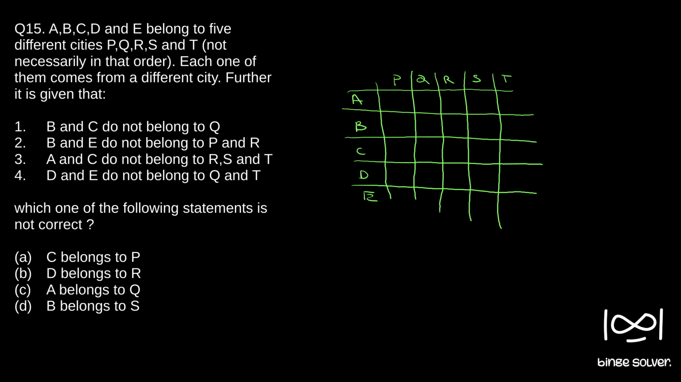Now we will fill in the information. B and C do not belong to Q, so for B and C, we can mark a cross for Q. B and E do not belong to P and R, so for B, marking a cross for P and R, and for E, marking a cross for P and R. Now A and C do not belong to R, S, and T, so we'll just mark a cross for A and C.